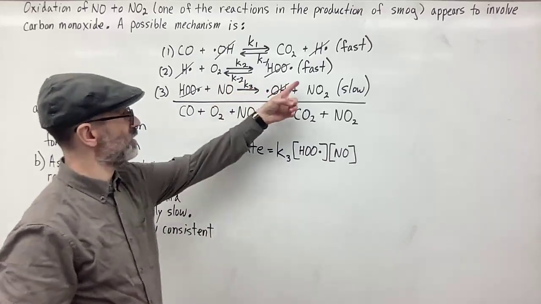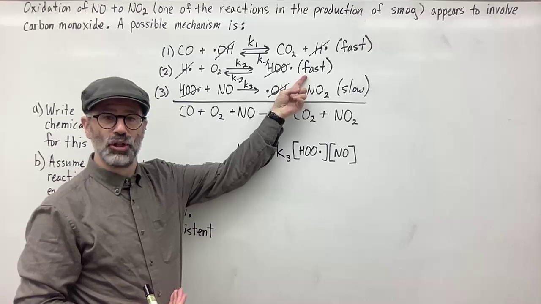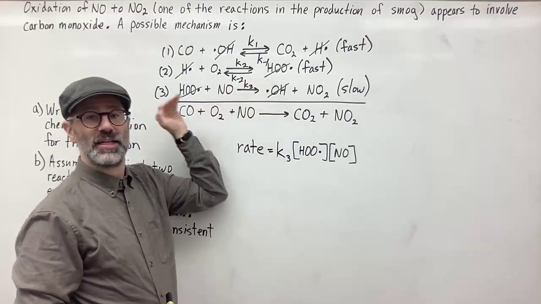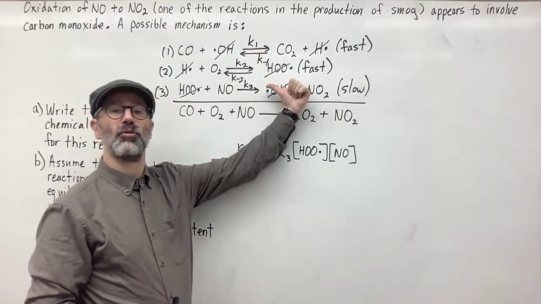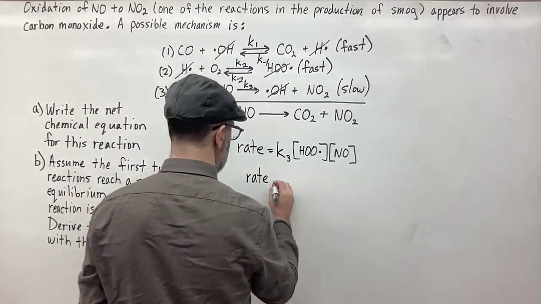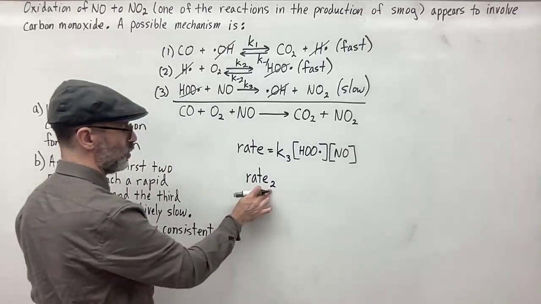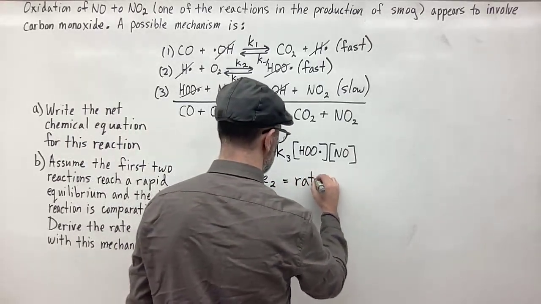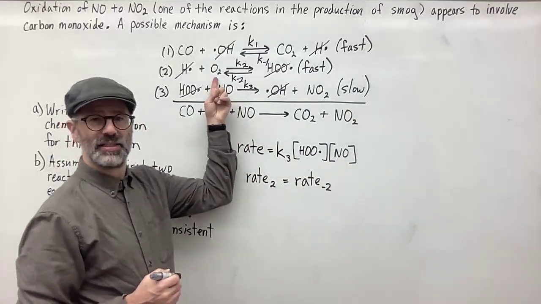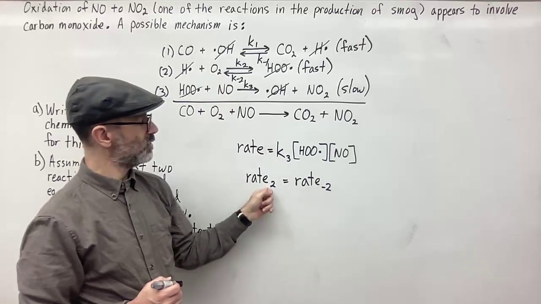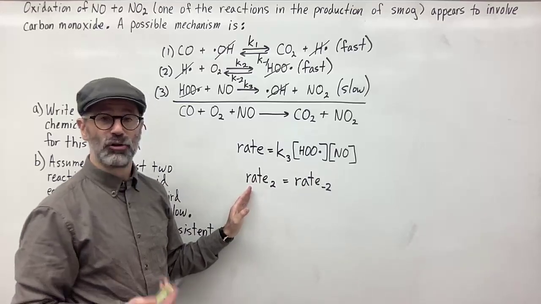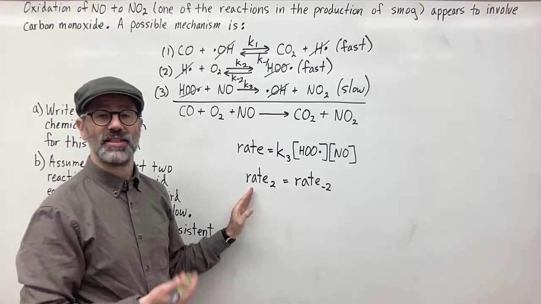Well, remember, this is a fast reaction and it approaches equilibrium very quickly, right? So we can assume that this is in equilibrium, and so that means the forward reaction rate is equal to the reverse reaction rate. So we could say that the rate of the forward reaction 2 is equal to the rate of the reverse reaction minus 2. 2 referring to the fact that we're talking about the second reaction, and the positive is forward, the negative is reverse. So the forward and reverse reaction rates are equal at equilibrium. That's what it means to be at equilibrium. That's the definition of equilibrium.